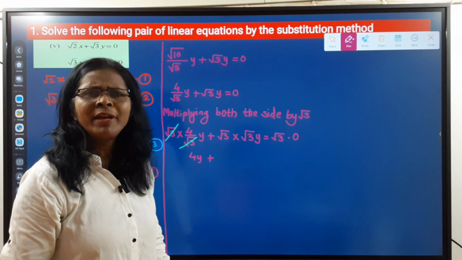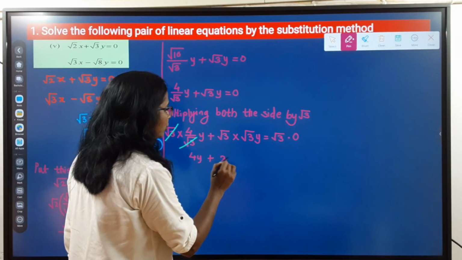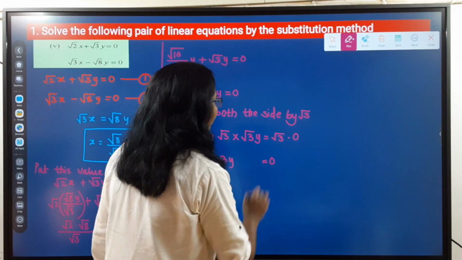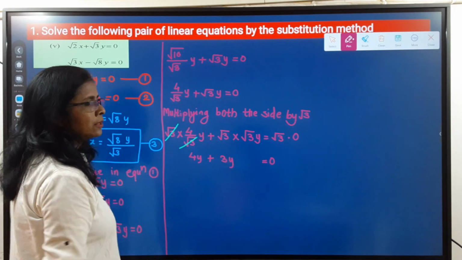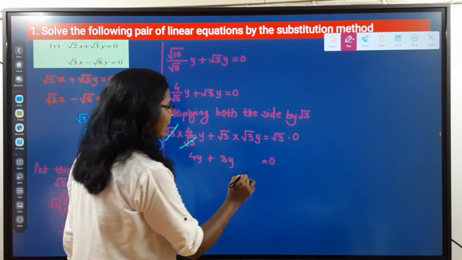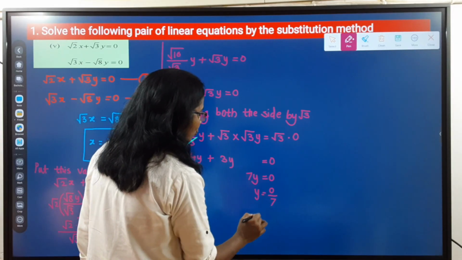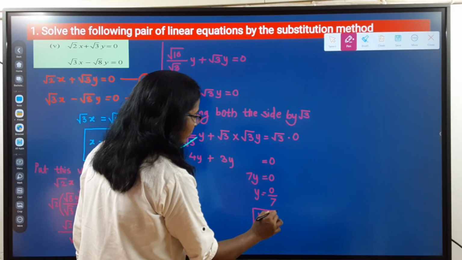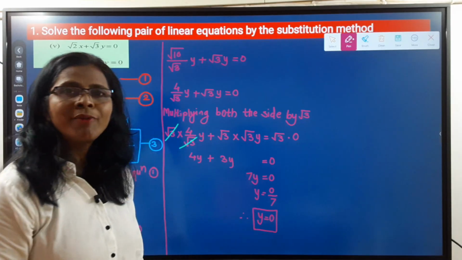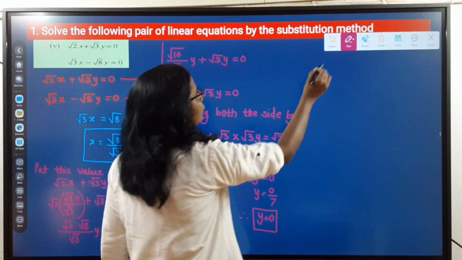That means, students, very easy, that is 3. So 3y is equal to 0. So now here, students, 4y plus 3y is equal to 7y. 7y is equal to 0, and that means y is equal to 0 upon 7. So y is equal to 0. So now here, students, we get the value of y as 0. So now put this value of y.